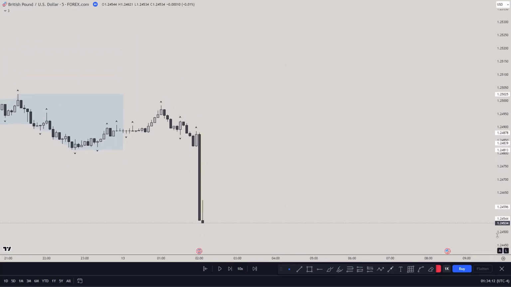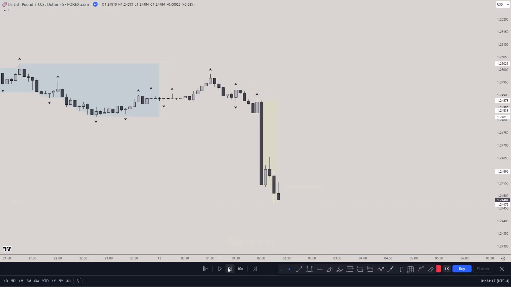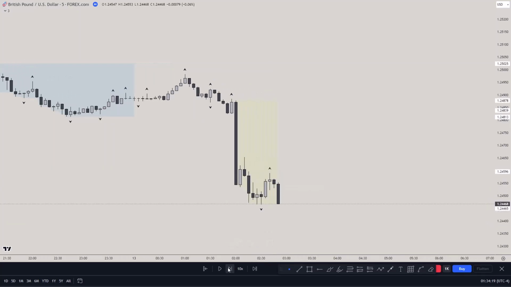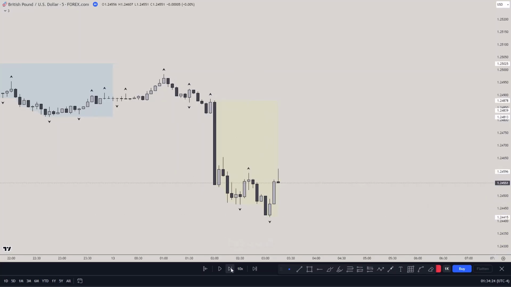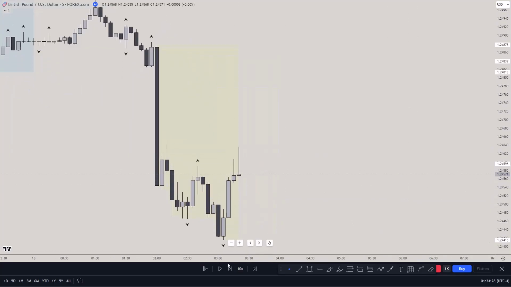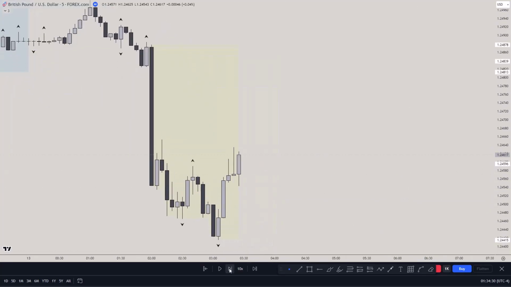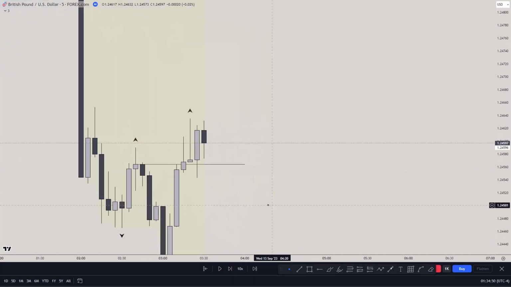So going into London kill zone, very aggressive move on the first 5 minute candle, right? We have a liquidity sweep here, potential breaker block. There you go. Okay, not yet because price did not close above it. And yes, it did. Okay, so actually it did close above it. Price actually wicks below the fair value gap.